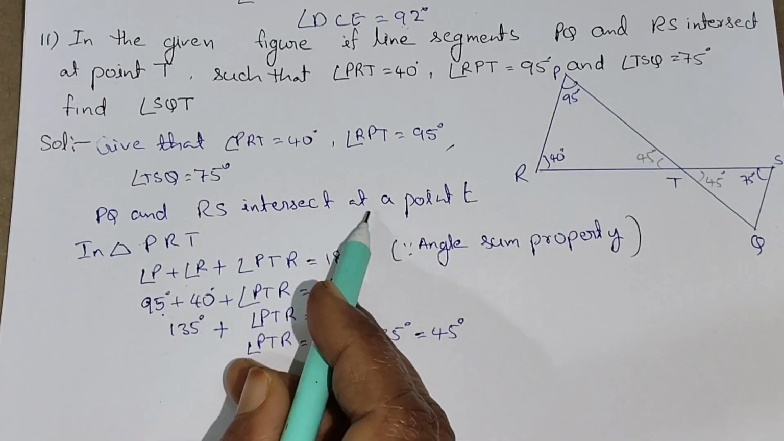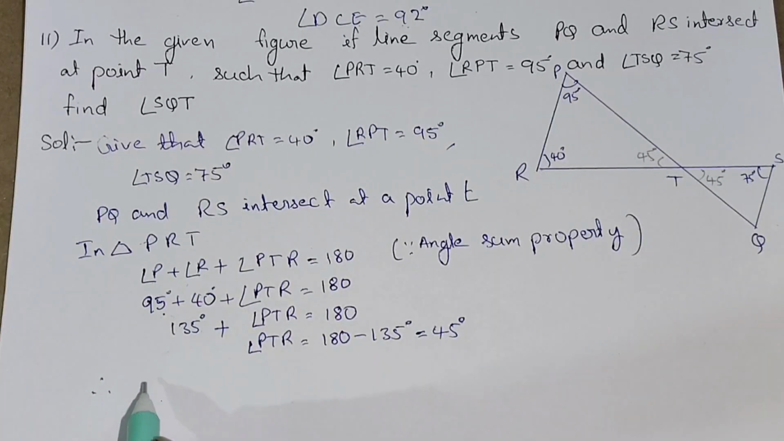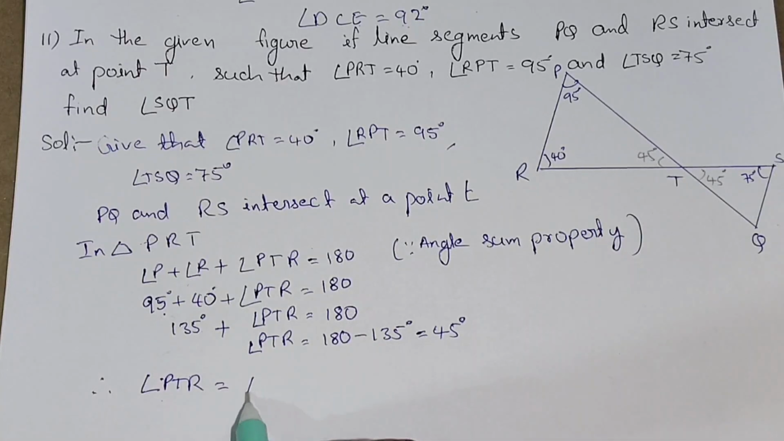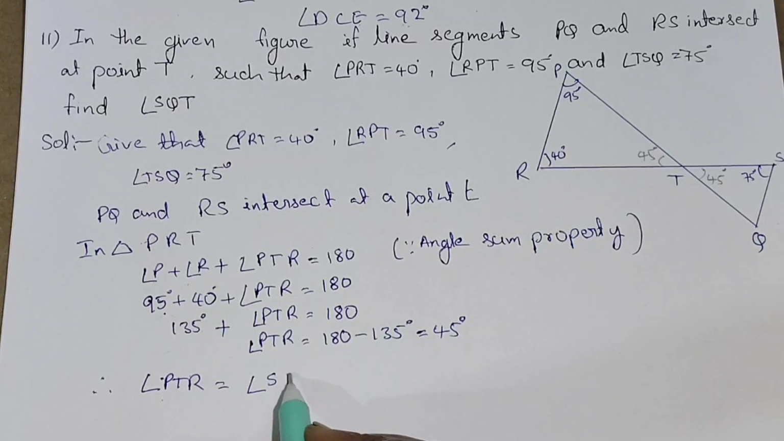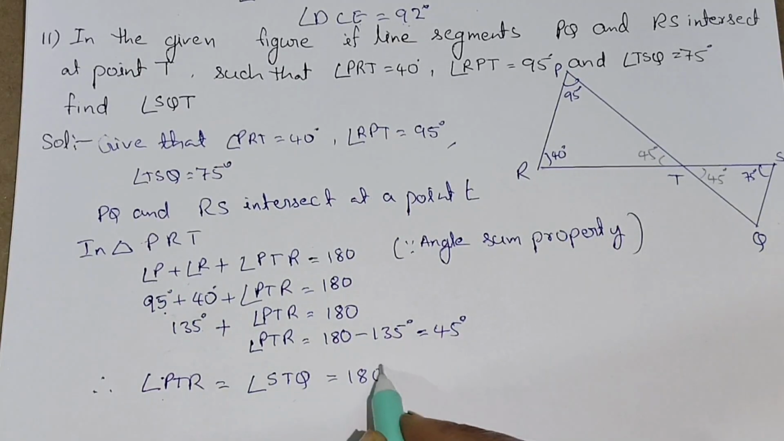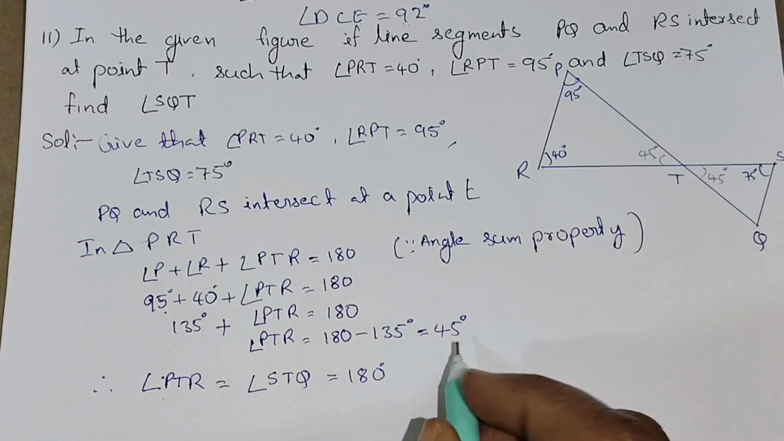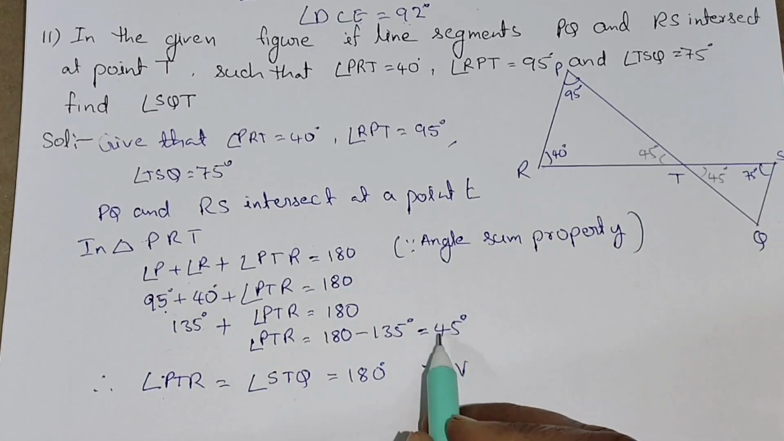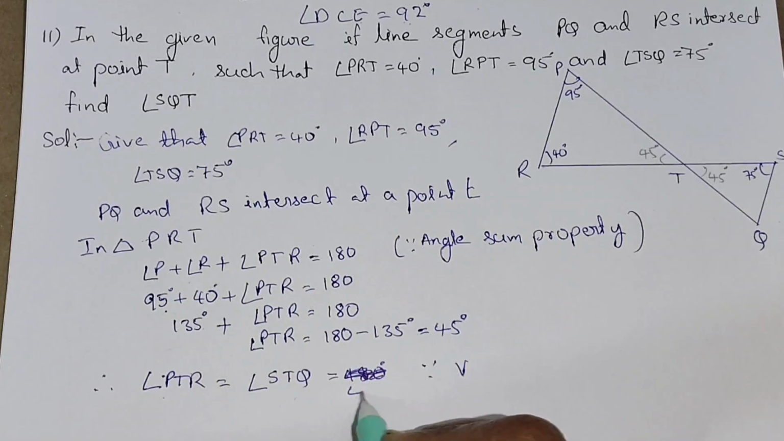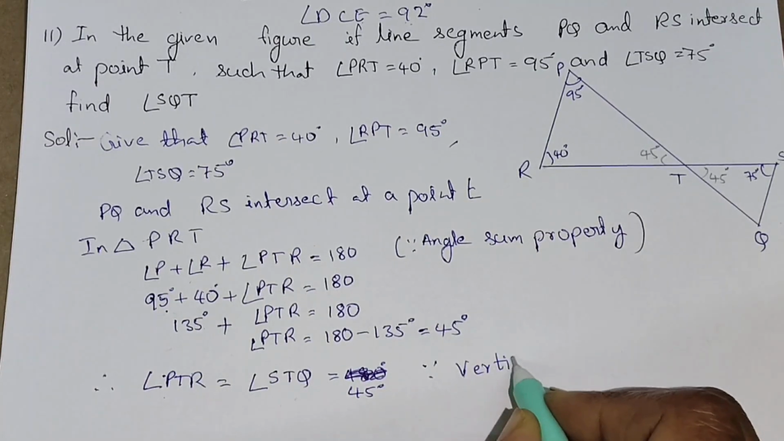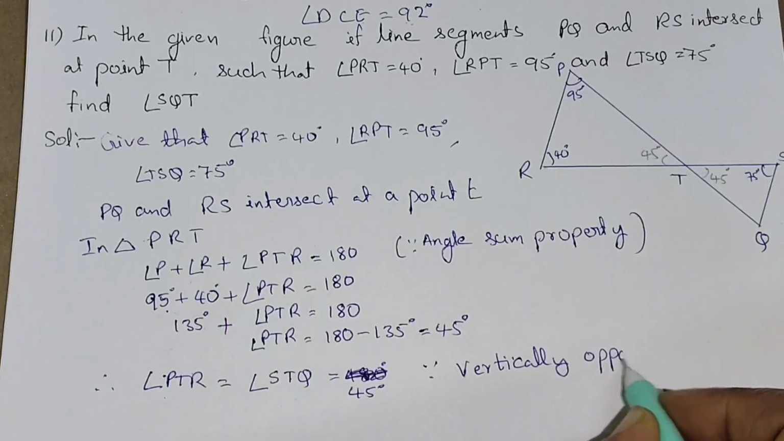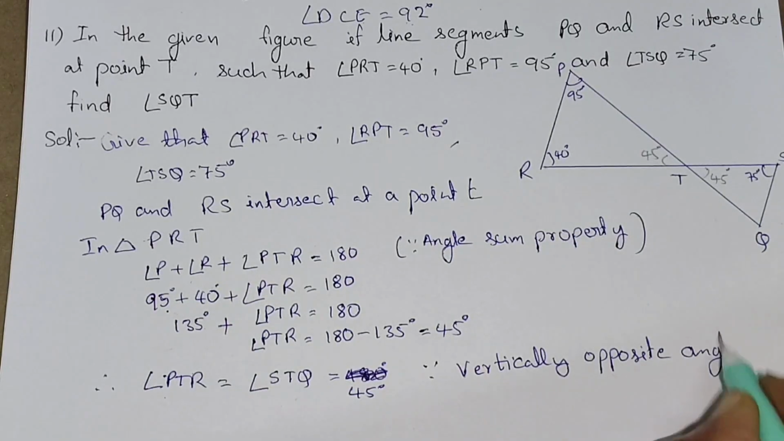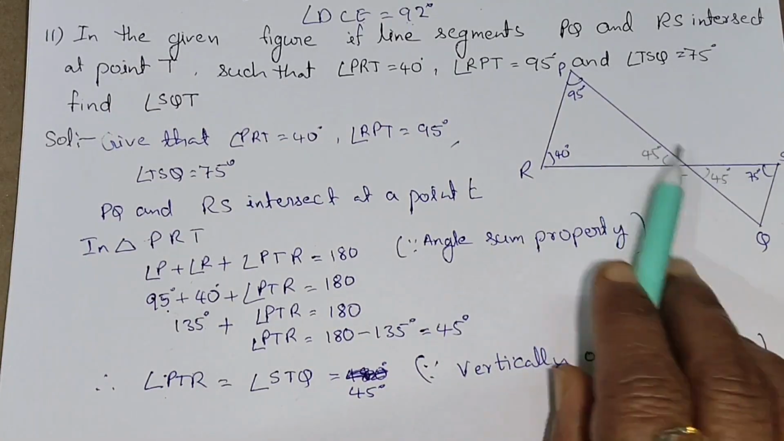Here PQ and RS are intersecting at a point T. So these two are vertically opposite angles, 45 degrees. Vertically opposite angles: angle PTR equals angle STQ equals 45 degrees. These two angles are equal to 45 degrees.